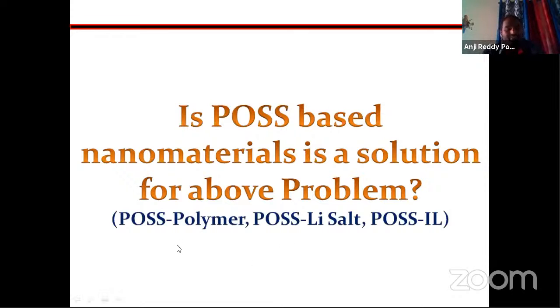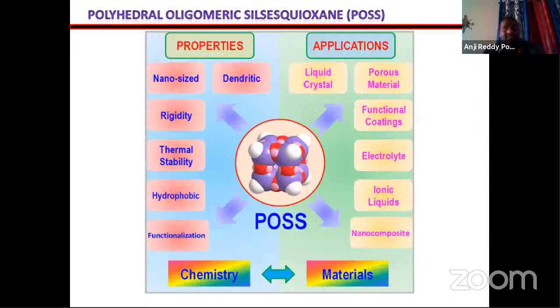Here I have chosen different POSS polymers, POSS lithium salt, and POSS ionic liquids. All these POSS-based polymers, lithium salts and ionic liquids we have synthesized in our lab in Korea. These are the different applications and properties of POSS-based material. Inside we have the inorganic cage and outside we have the organic functional groups. If we add POSS-based material to any polymer electrolyte, it will improve the conductivity and the mechanical properties simultaneously. In previous results, if we tried to increase the conductivity, the mechanical property decreased, and if we tried to increase the mechanical property, the conductivity decreased. But with POSS, we can increase both.